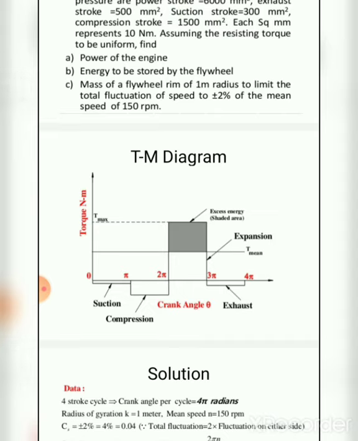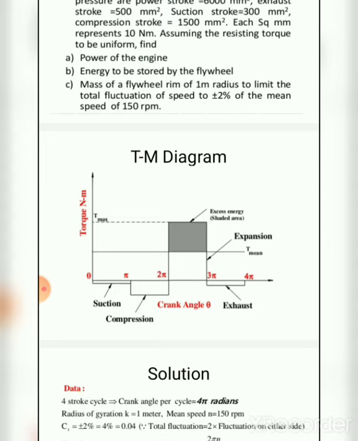Obviously there are 4 strokes, so we are considering 0 to pi, pi to 2 pi, 2 pi to 3 pi and 3 pi to 4 pi. For 4-stroke engines there are 4 strokes. First one is the suction stroke, then compression stroke, then power stroke and exhaust stroke. These are the 4 strokes given to you. So this way we are going to draw these 4 rectangles here.